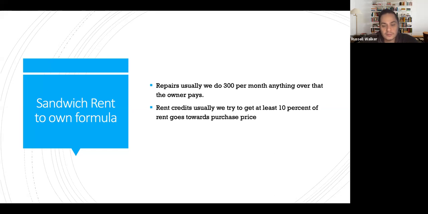Because if you guys have ever seen your mortgage statement, for the year you're literally paying like 2 or 3% towards the purchase price if you're looking at an actual mortgage. So if you get a rent credit of 10% or even more, it's paying the principal down more than the actual mortgage in the first, you know, 7 years or so.